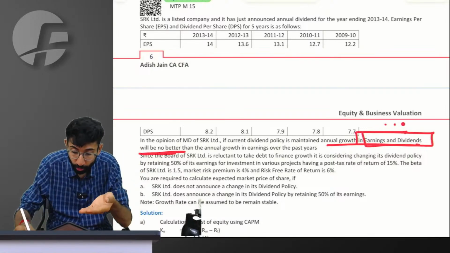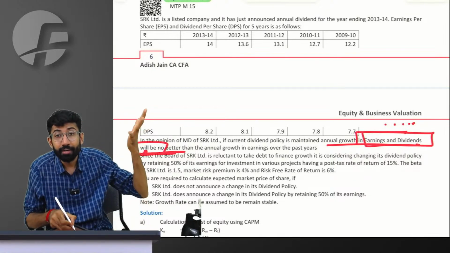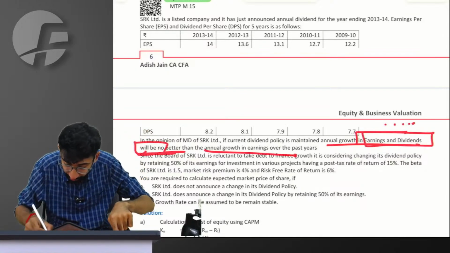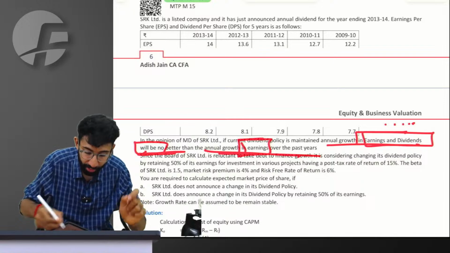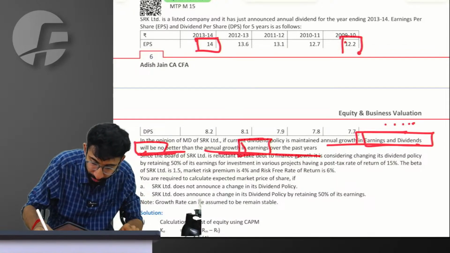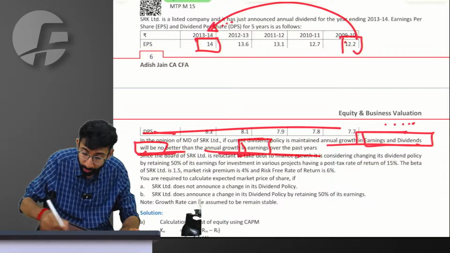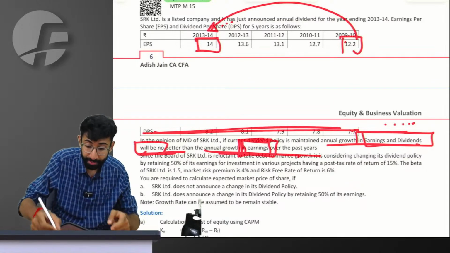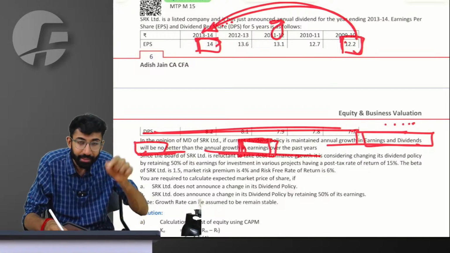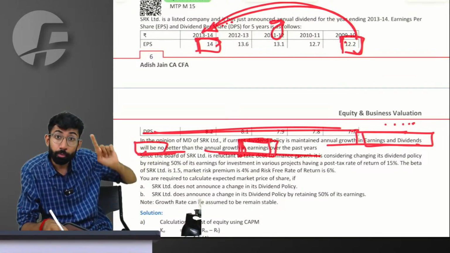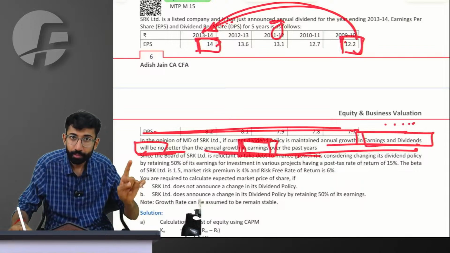Sir, how do you know they are talking about the future? Obviously they are using the word "will". Dividends and earnings growth will not be better than annual growth of earnings over the past year. Meaning to say, in the past year, find out what was your earning growth rate. Not dividends growth rate, earnings growth rate they are saying. In the past, what was your earning growth rate? Find that out. And that will be the future growth rate of both earnings and dividends. Simple? Cool. Fine.